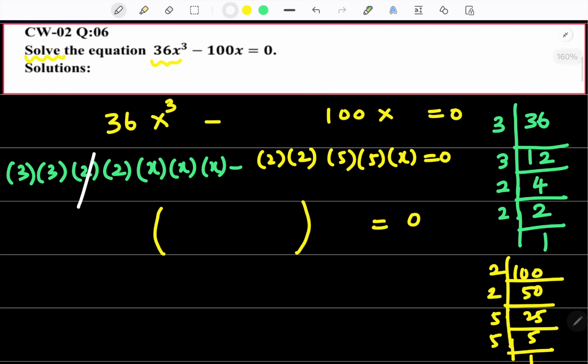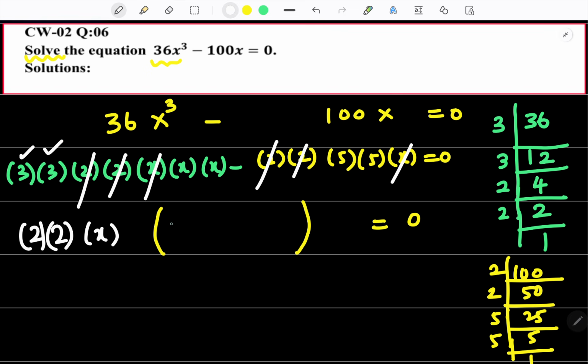Yes, 1 2 is coming out. 1 2 is coming out. Okay, right? And then 1x is coming out. 1x is coming out, right? Yes. And the remaining is 3 3. So it is 3. It is 3. And also here x, so x and then x.